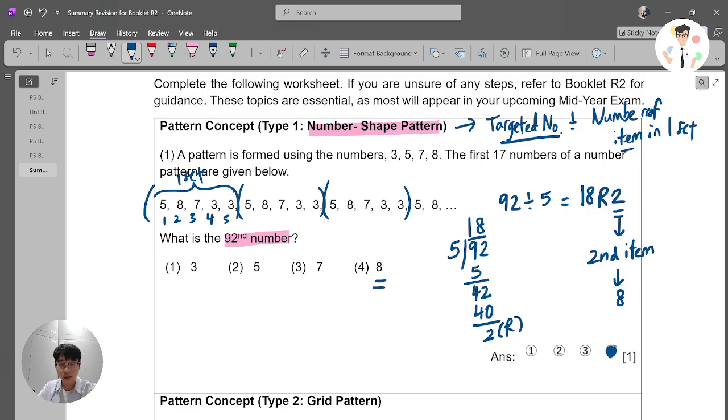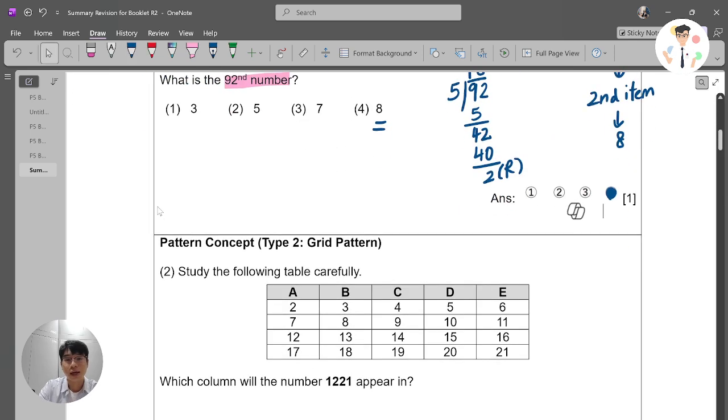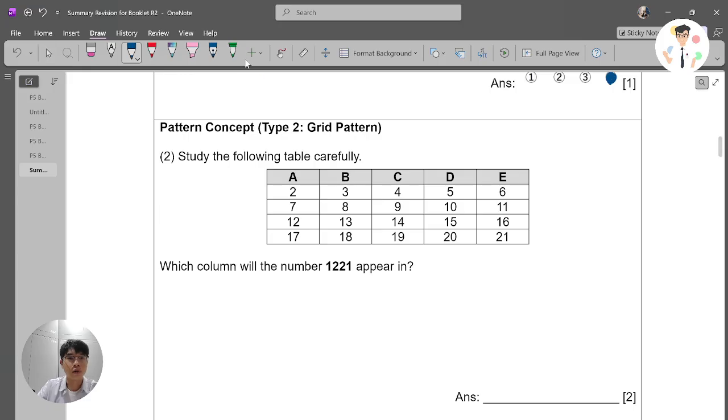Okay, this is something we have learned. If you feel confused, feel free to go back to the previous video that we have actually done. Now, let's move on to the second one. Pattern concept type 2, which is grid pattern. Now, grid pattern is basically the one that comes with a table, as you can see, and it organizes all the numbers here for you. Now, sometimes I might blank some of the boxes here, but that doesn't really matter. The way of us solving is the same.